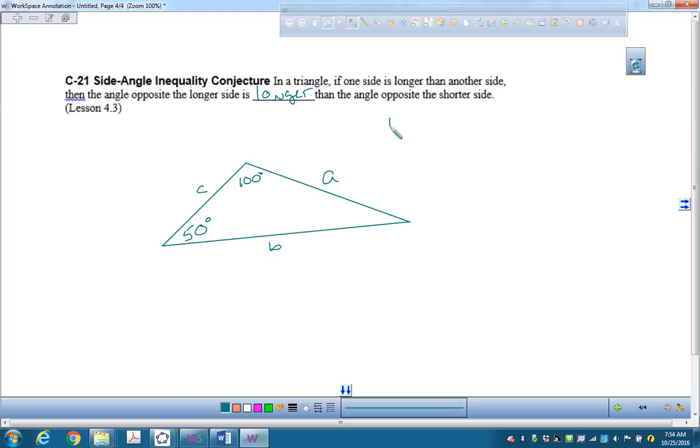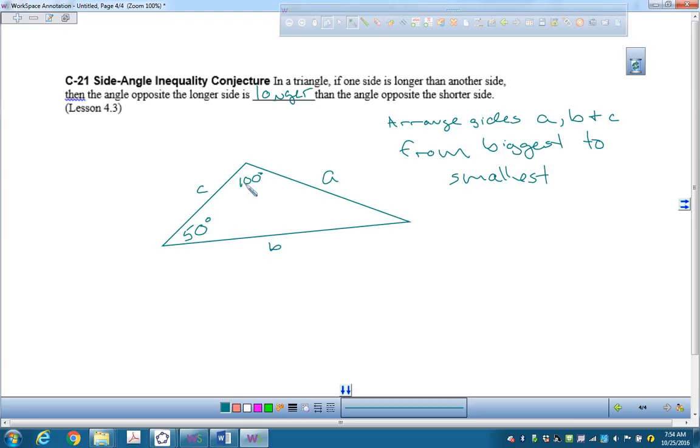And they say arrange sides A, B, and C from biggest to smallest. What would I have to do first?